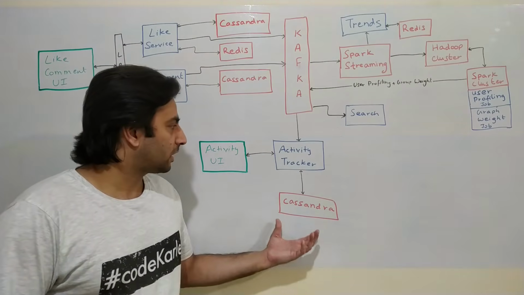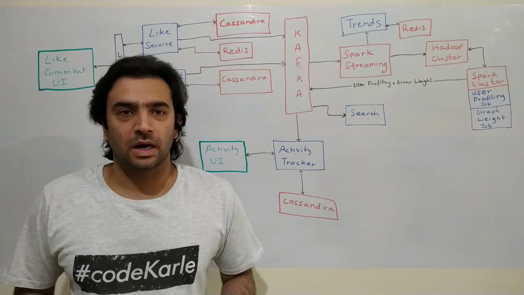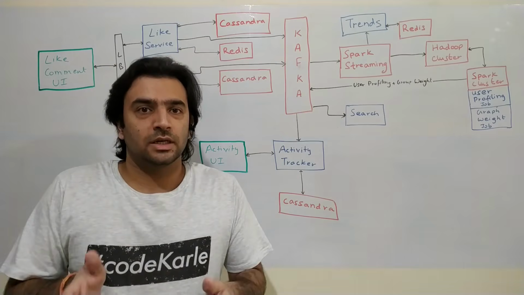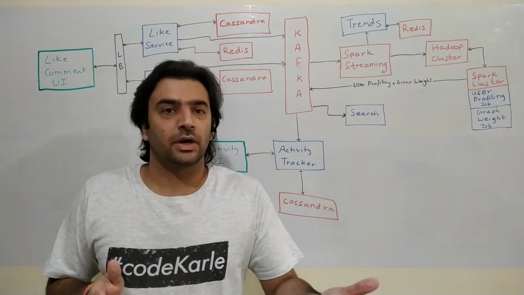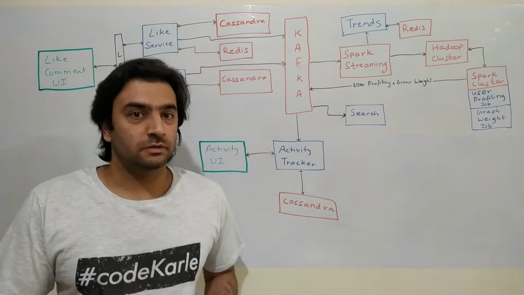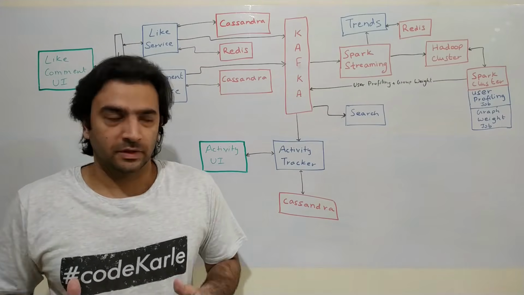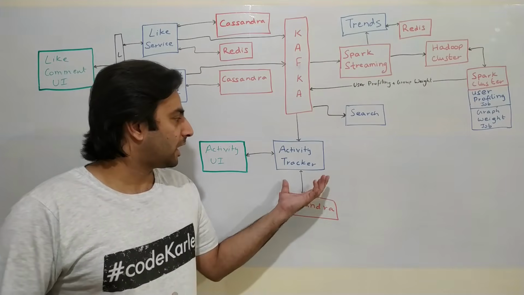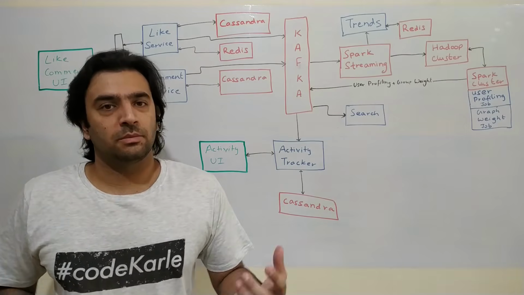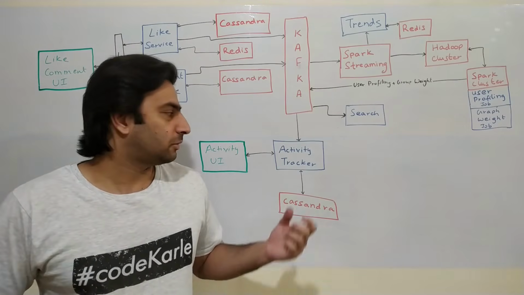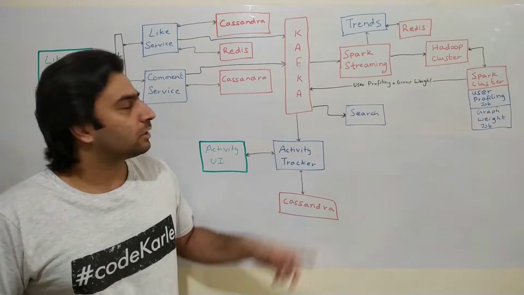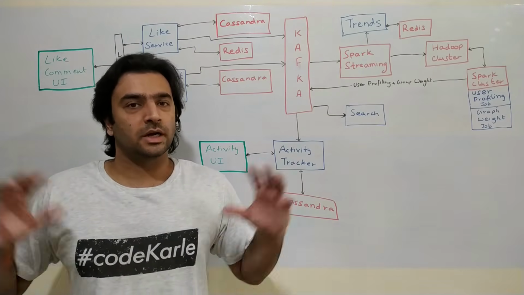So this Cassandra of the activity tracker would primarily have a user ID, a timestamp, and an action. The action could be liked a comment ID, or made a post with a post ID, or searched with a search string. All of that would be powered by this activity tracker. This would have both insert APIs into Cassandra and get APIs to fetch the data from Cassandra and show it onto an activity UI. This activity tracker would listen to the same topics that everybody is writing to.